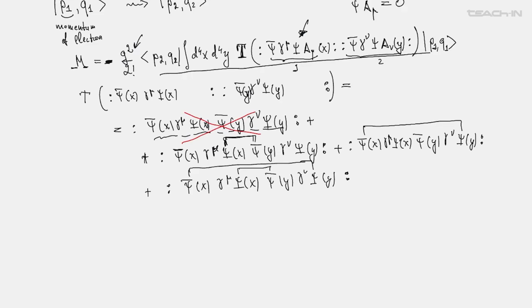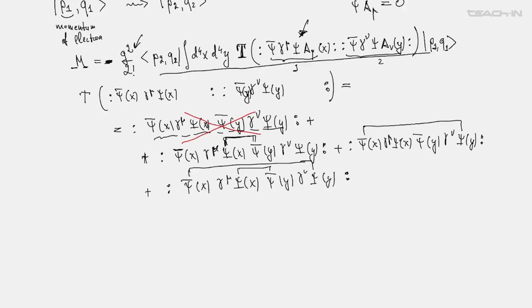The last term, as I said, is just a C number, so it's not an operator. It also will not contribute to the connected part of the scattering amplitude. So this term is also omitted for this reason. Why?